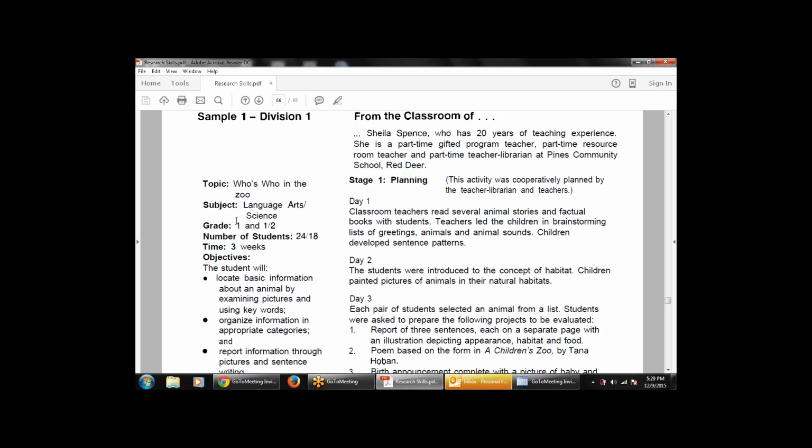Then grade, that is 1 and 1/2. The number of students, that is 24 by 18. Then time is 3 weeks. And what are the main objectives?